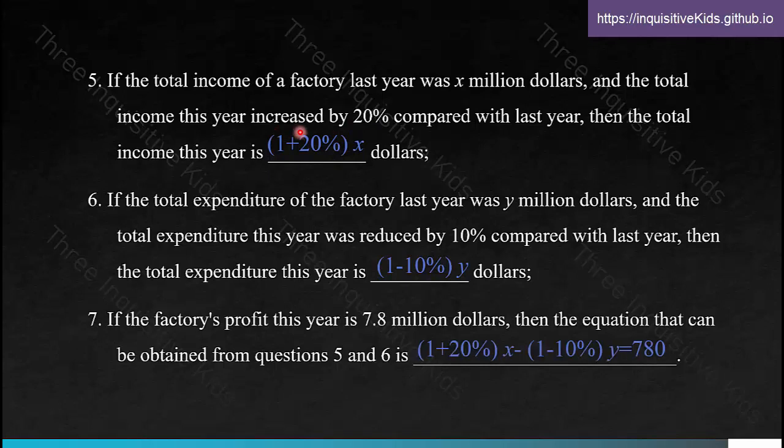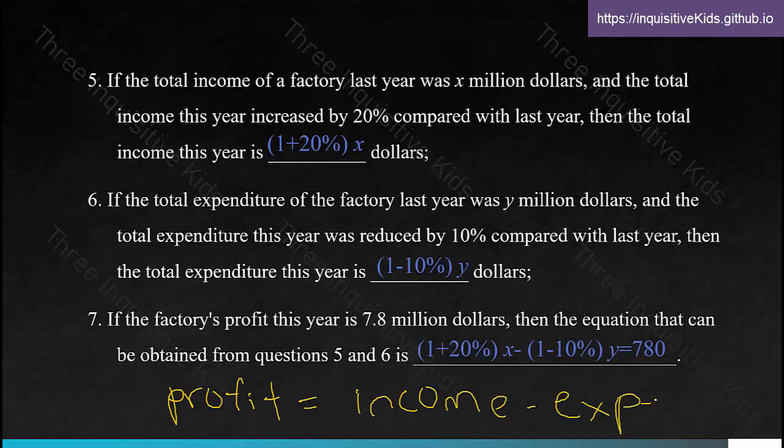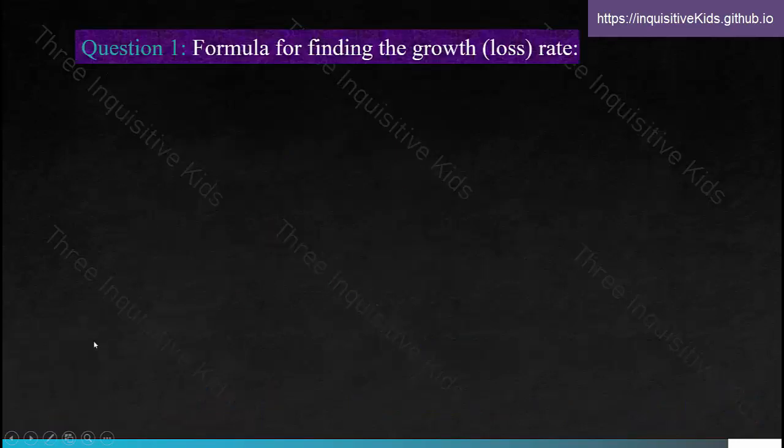If the factory's profit this year was $7.8 million, then the equation that can be obtained from questions 5 and 6 is what? Well, we already know that profit, let me write this in orange, profit is equal to income minus expenses or expenditure. So, since we already know how to express each of the income and expenses as whole expressions, subtract the expenses from the income and then you have the profit. So this is how you can show the profit.